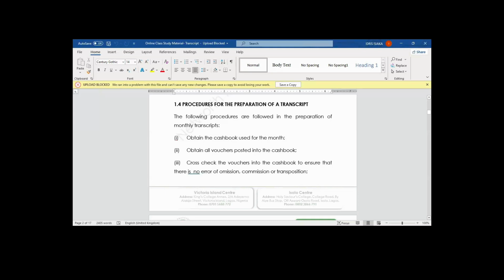So number one procedure for preparing transcript is you obtain what? The cash book used for the month. You get the cash book that you are using for the month.